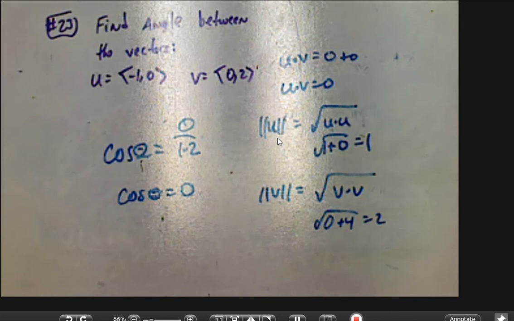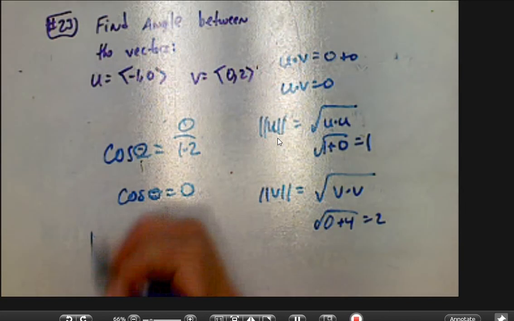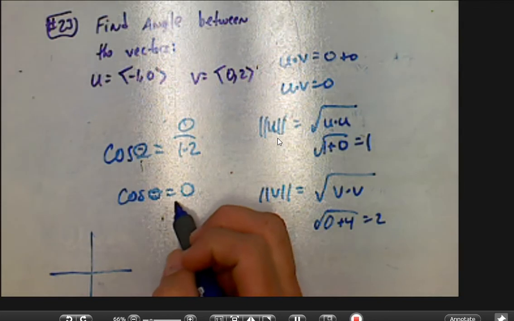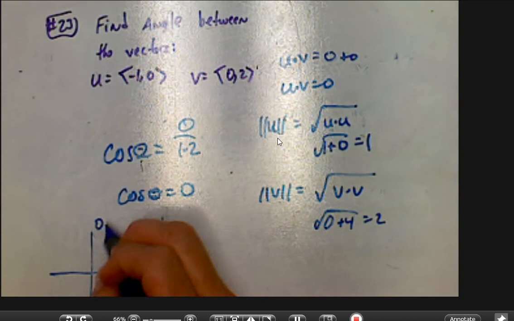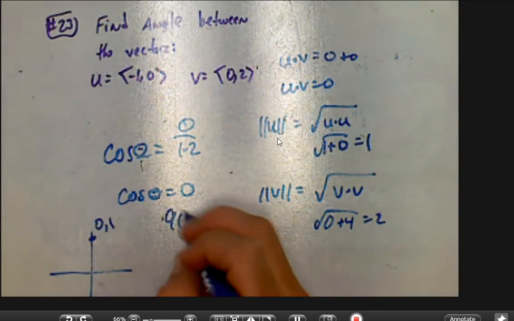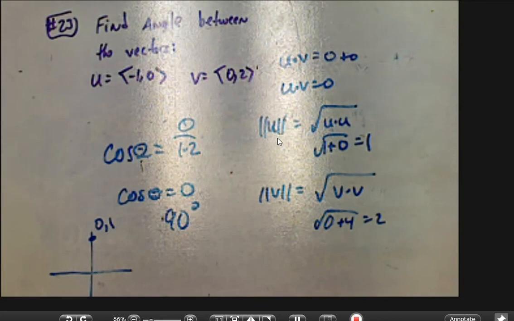Now I have to do some thinking here. We can put it into the calculator, or we can just say, okay, cosine theta is 0. The cosine is x, and so it's 0 comma 1. And where is 0 comma 1 located? At 90 degrees. And so we know that there's a 90 degree angle between the two vectors.